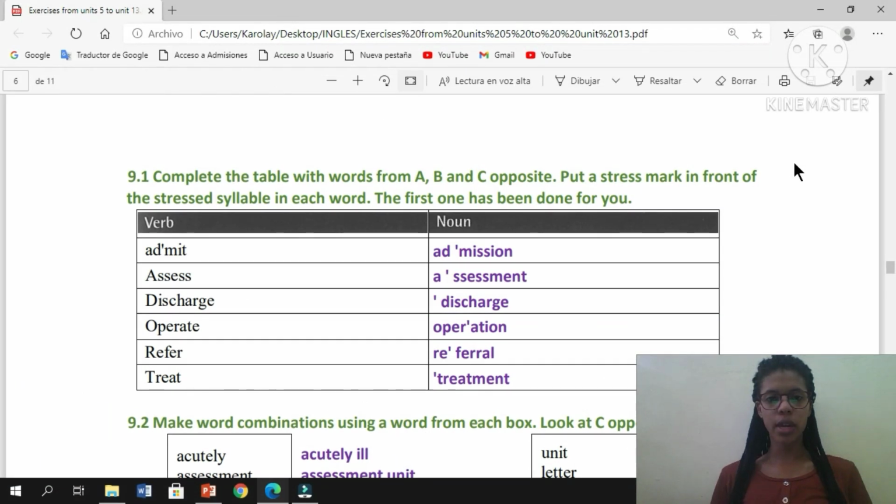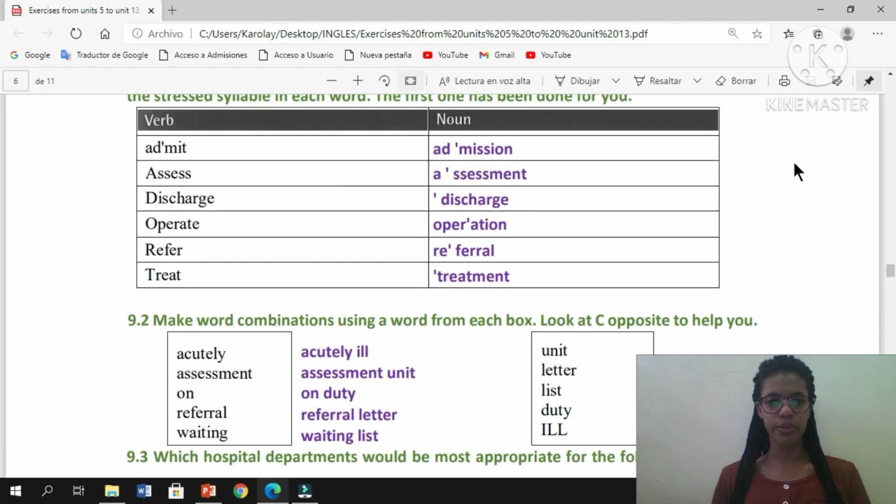Exercise Unit 9. Complete the table with words from A, B, and C opposite. Put a stress mark in front of the stressed syllable of each word. The first one has been done for you.